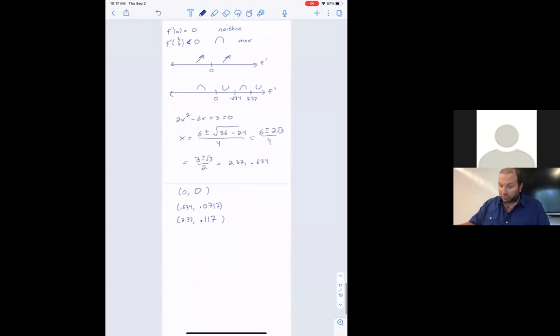And therefore, I want the intervals where it's concave up. The intervals where it's concave up would be 0 to 0.634 and 2.37 to infinity. And where is it concave down would be negative infinity to 0 and 0.634 to 2.37. So that takes care of question number 5.